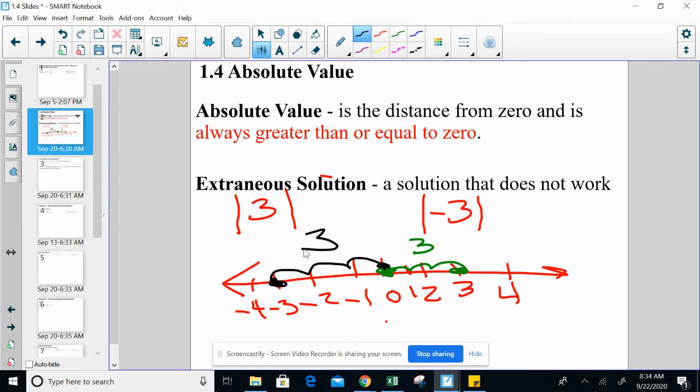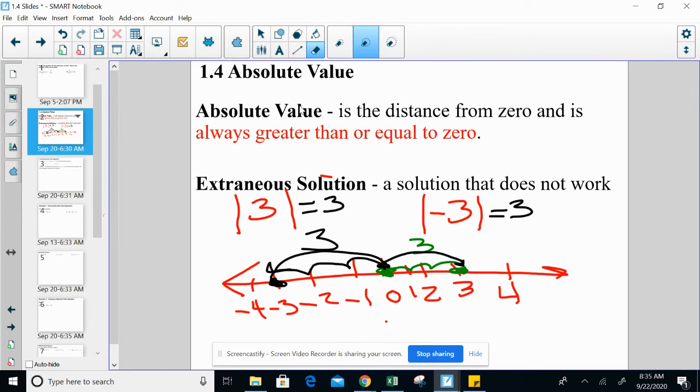It says it's the distance from 0 and is always greater than or equal to 0. So you're right if you thought absolute value means it's always going to be positive. The result of an absolute value will always be positive or 0. Basically, it's the distance from 0. So -3 and 3, absolute value, are the same distance from 0. Even though one went in a different direction, you're going the same amount of space. All right? So that's absolute value.